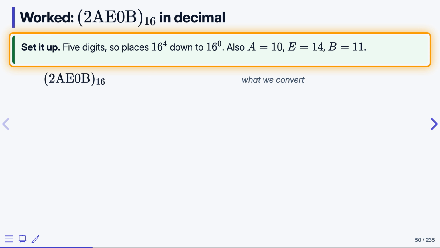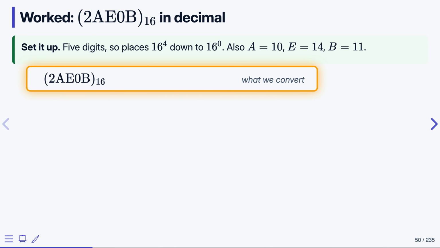Set it up. There are 5 digits, so the places run from 16 to the 4th down to 16 to the 0, and translate the letters first. A is 10, E is 14, B is 11. Line 0. Our number is 2AE0B in hexadecimal.